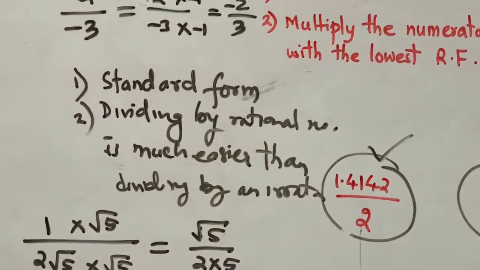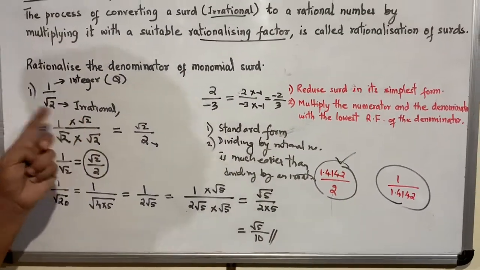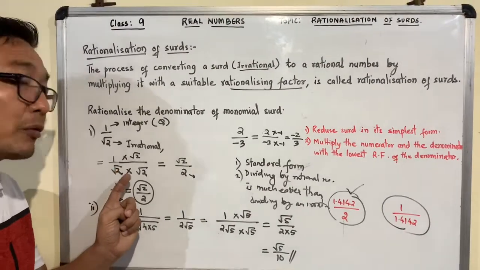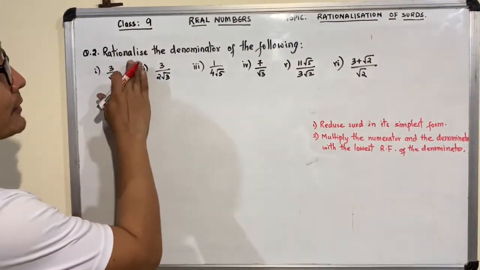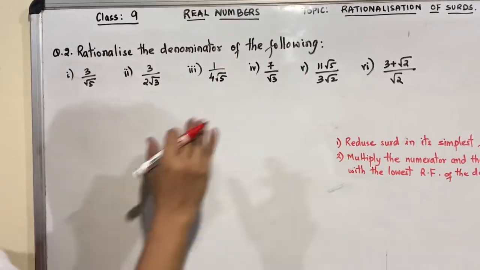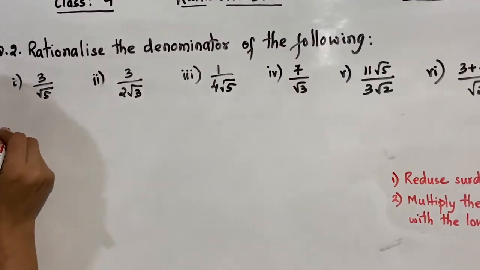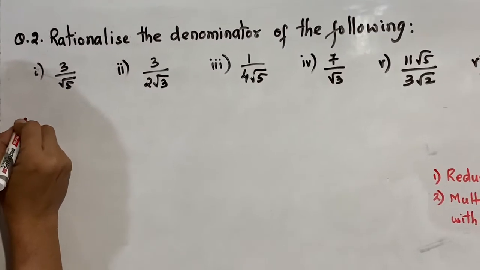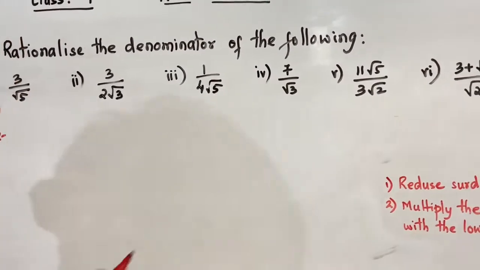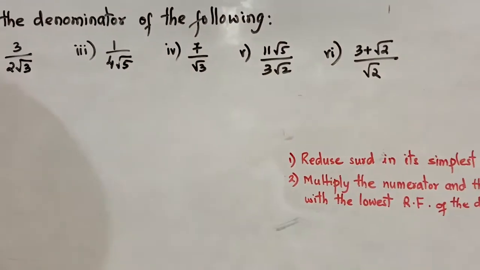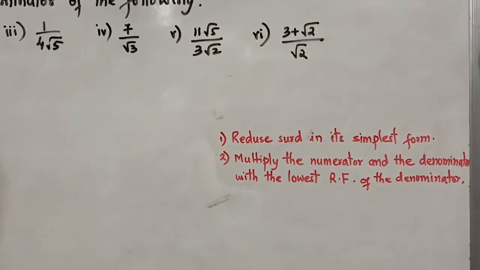So rationalize the denominator of the following surds. We will solve them step by step. The first one is 3 by root 5.